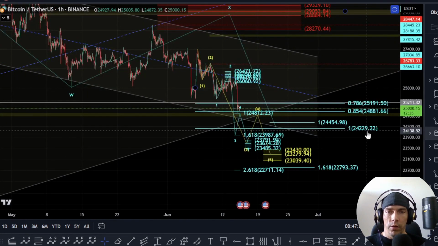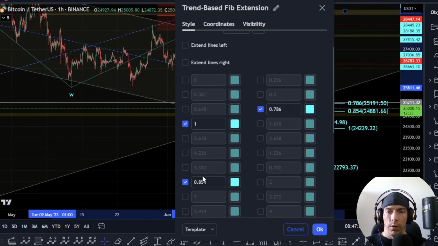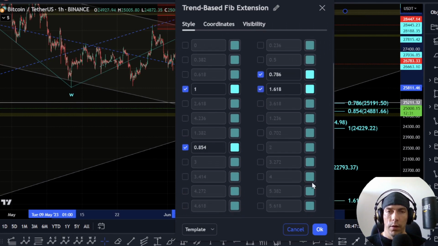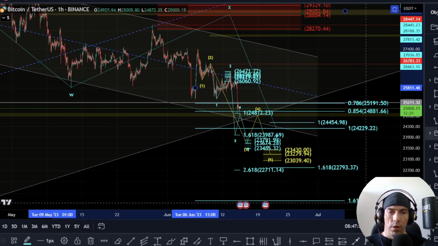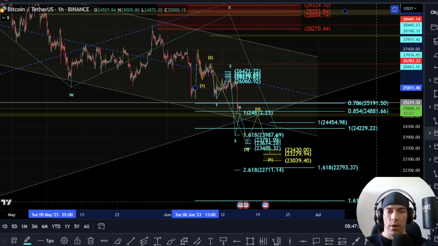We don't want to see this go past the 1.618 though. So if I turn this on here, we can see that that would be down here at 21,651. So this would be really the limit of where I'd want to see this Y wave come down to if we actually do look to push down there.